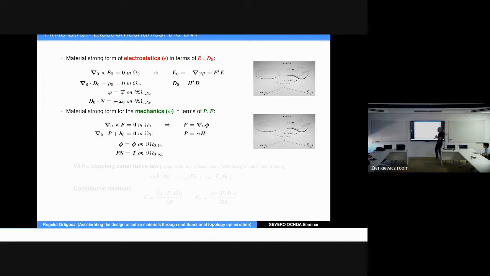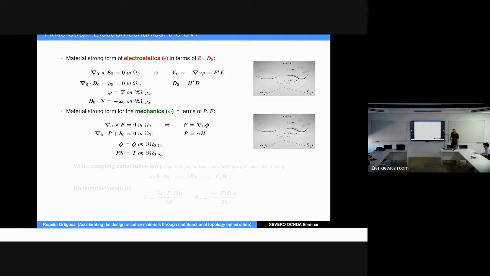And in the second equation, this is the Gauss law, where you have this vector field D0, which is called the electric displacement field. And then typically there is a volume electric charge, which is 0, that one. And essentially we have Dirichlet and Neumann boundary conditions. Dirichlet over the electric potential.